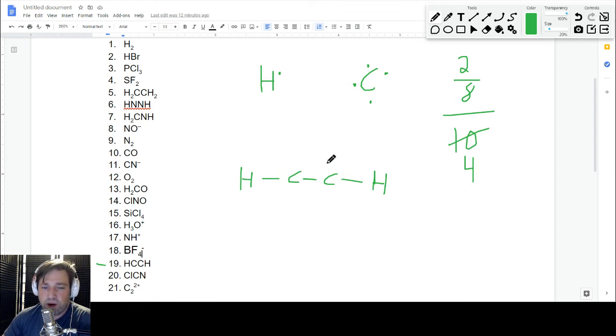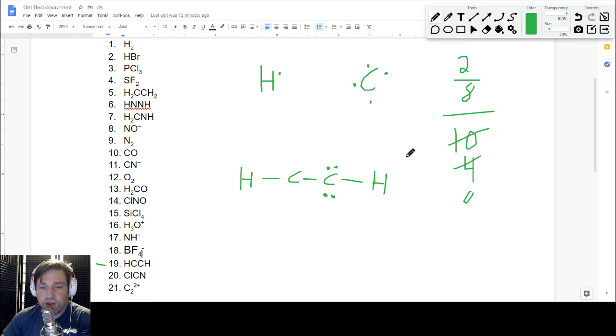We have 2 carbons here. Which one are we going to use? Honestly, it doesn't matter. So we're going to start with this one. We're going to give it 4 more electrons to get it into an octet. All right. So now we're done. No more electrons to give.